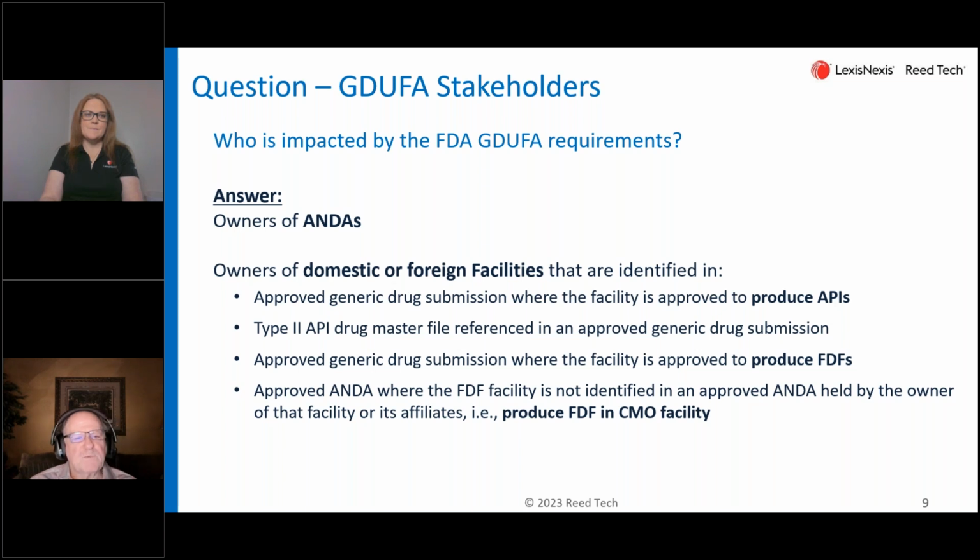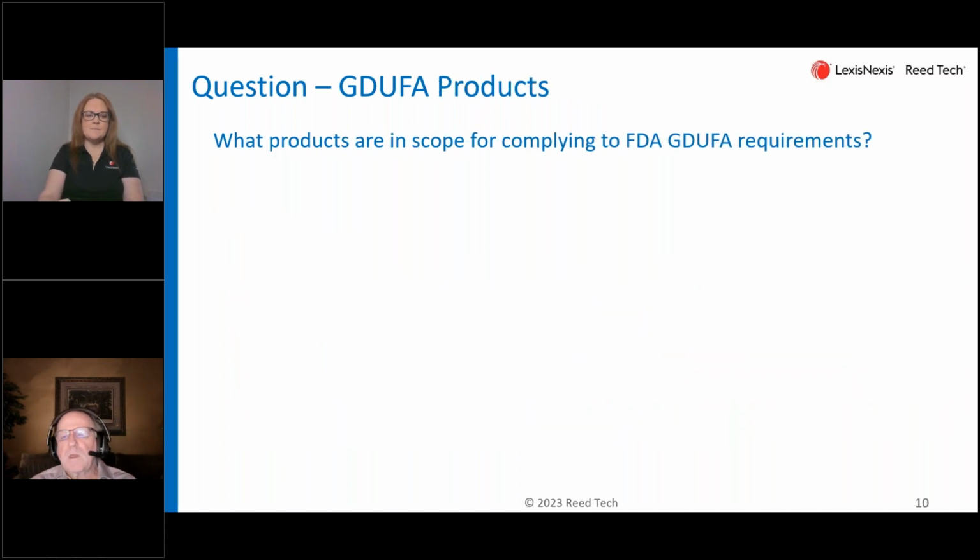Let's move off to the next one here. Okay, so what products are in scope for complying with the FDA GDUFA requirements?